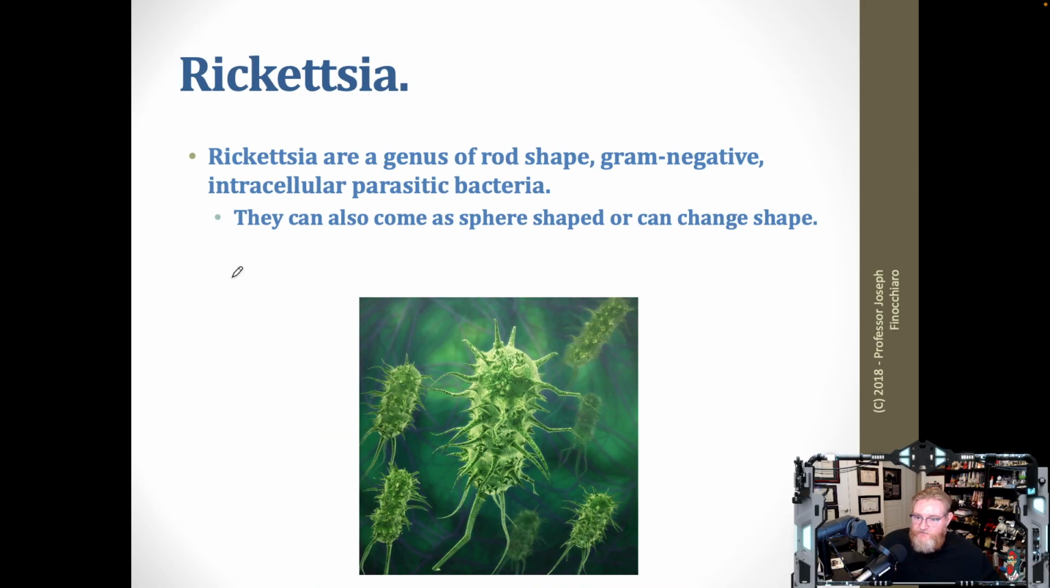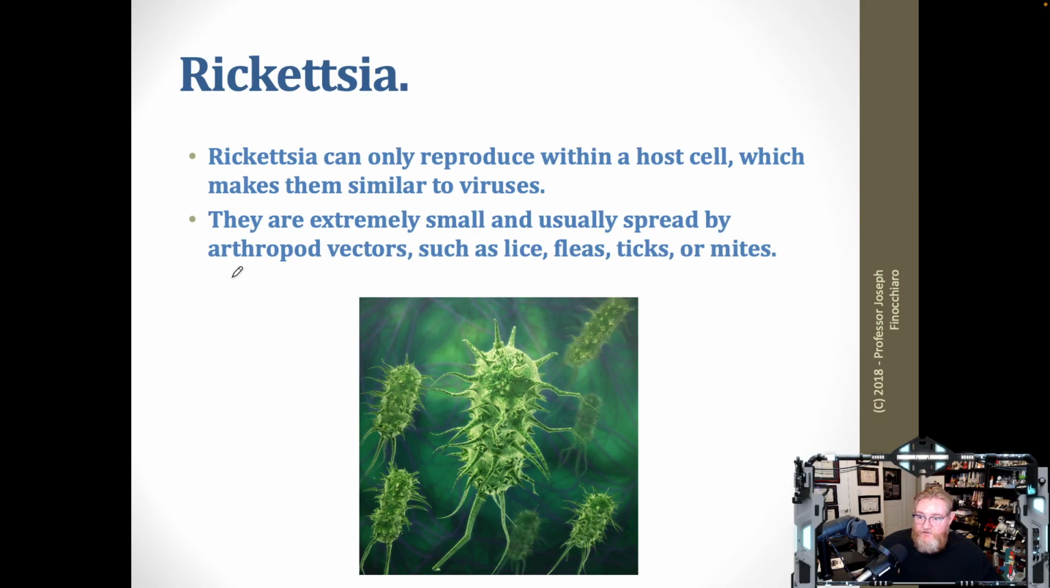Rickettsias are a genus of rod-shaped, gram-negative intracellular parasitic bacteria. They can also come as a sphere-shaped or can change shape. Rickettsia can only reproduce within a host cell, which makes them similar to viruses. They are extremely small and usually spread by arthropod vectors such as lice, fleas, ticks, or mites.